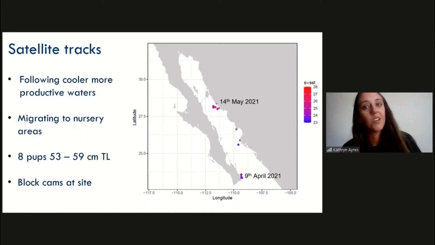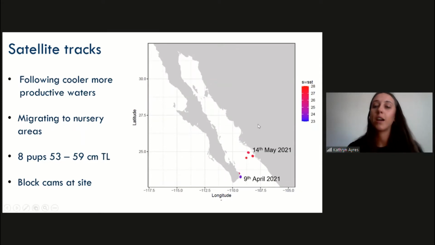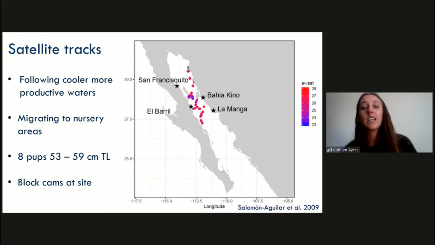Unfortunately, we couldn't tag in 2020 because of COVID-19, but we managed to tag some sharks last year. And we have one shark that traveled in April to May up here. And finally, a male that made a northeasterly migration in May. So another reason for this migration could be the females migrating to nursery areas. So these are 4 locations that have been described as potential blacktip nursery areas that need further investigating.